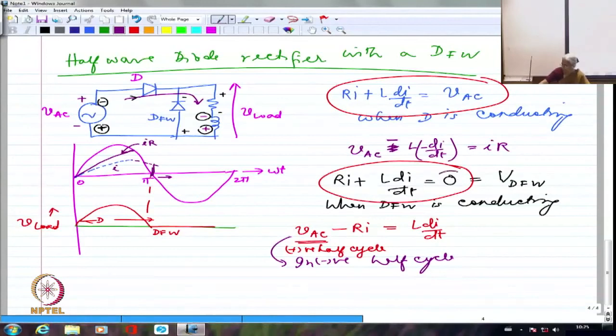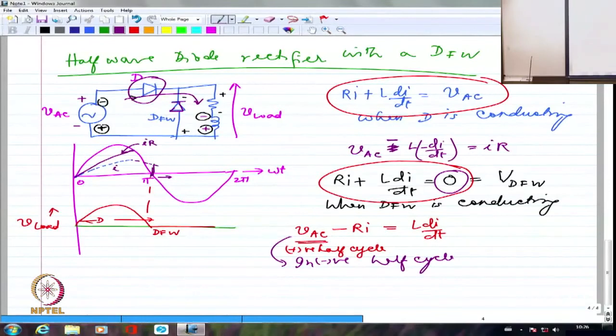This diode D is not conducting anymore. It will not conduct anymore. Only thing that conducts will be the freewheeling diode. So, between the supply and the load, there is hardly any connection. No current is flowing between the supply and the load at all when the freewheeling diode is conducting. So, the opposition offered by the supply voltage is absent. In the absence of that opposition, this current can continue for a little longer.